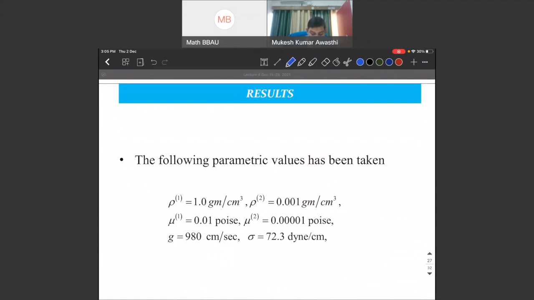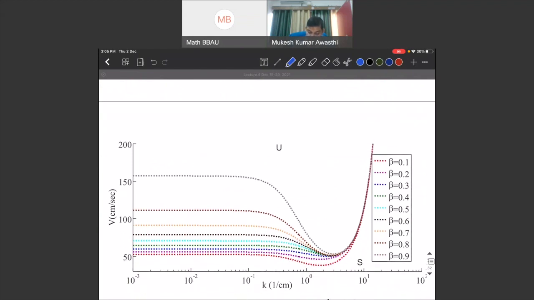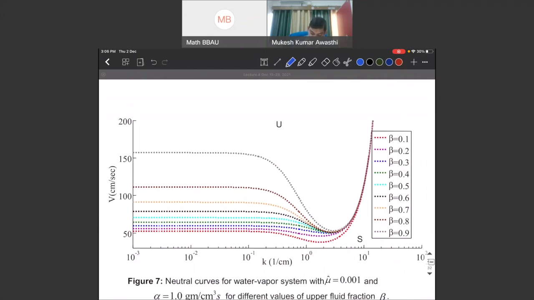So we have taken water and water vapor again, but here we have taken the statically stable situation. That means this time we have taken water in the lower region and steam in the upper region. These values are given, and we have plotted the velocity in terms of wave number for different vapor fractions. Remember, here the vapor fraction is above the water. So as the vapor fraction increases, this is for 0.1, 0.2, 0.3, 0.4, 0.9.